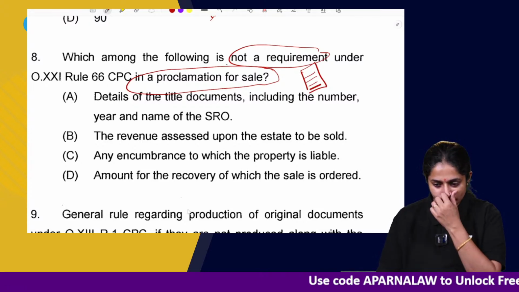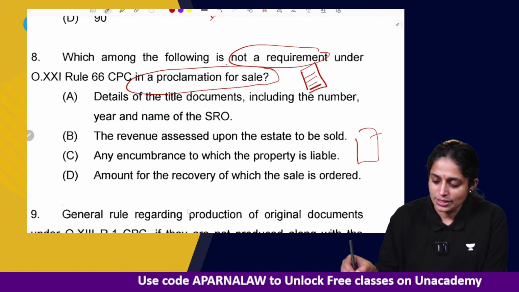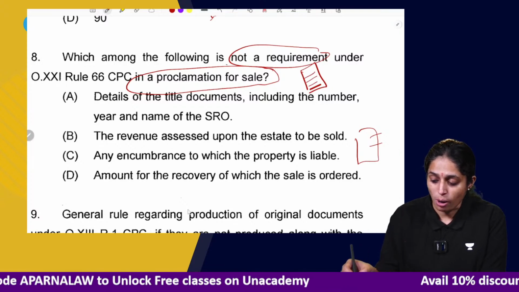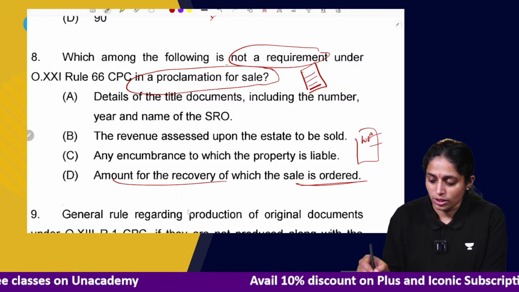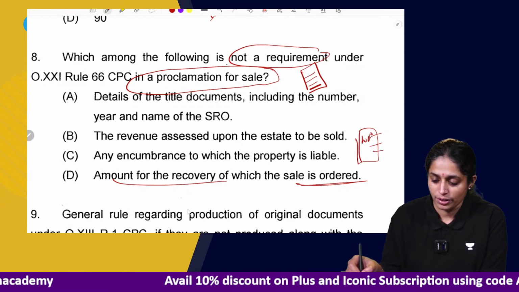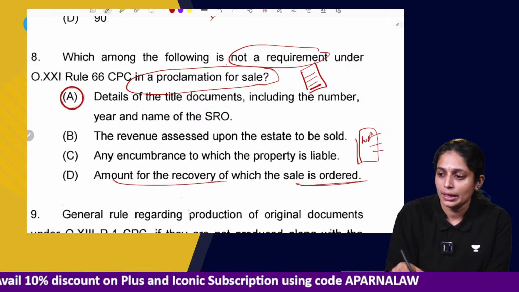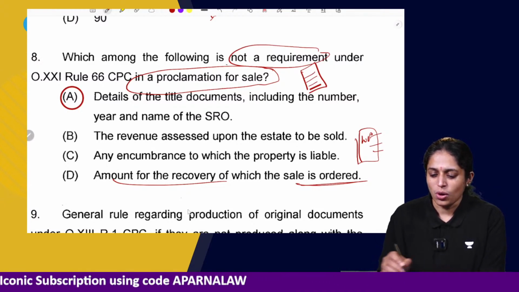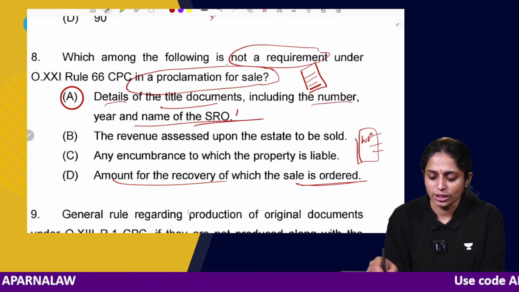See, if a property is there, its encumbrance and its title, but not title documents, which property, that has to be referred. Amount for the recovery of which sale is ordered. So all those things have to be referred. It has to be mentioned, but this is not an essential requirement. A. Okay. So all these title documents, details of them, including number, this is not at all required.